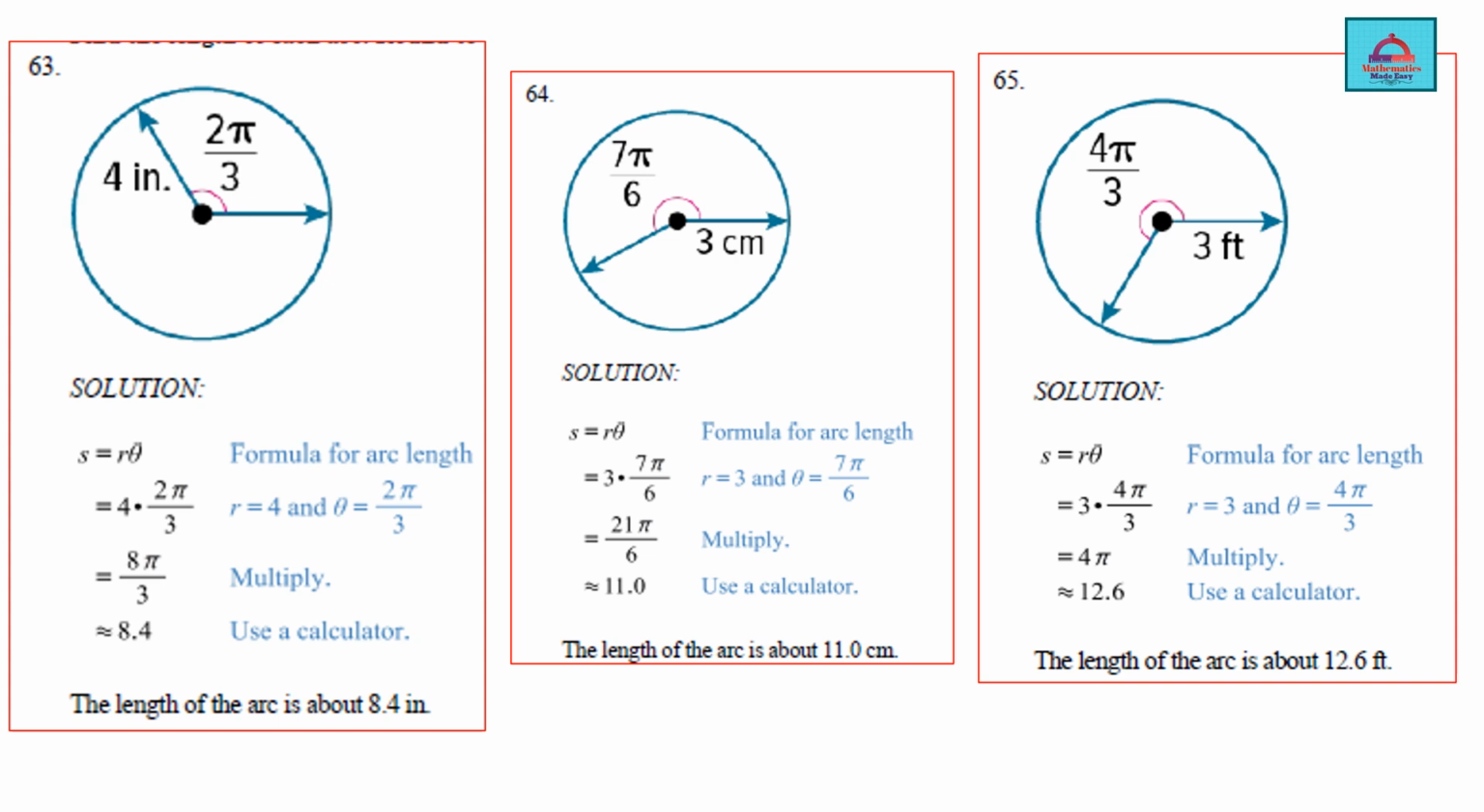So this is going to be 4 multiplied with 2 pi by 3, which is 8 pi by 3. Now put the value of pi as 3.14. Multiply, use a calculator, simplify, and give the answer as a decimal. In a similar way, you will do 64 and 65.